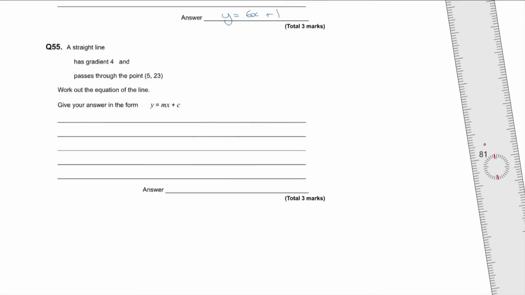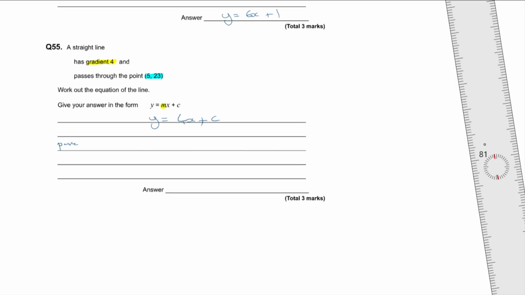Question 55. A straight line has gradient 4 and passes through the point (5, 23). Work out the equation of the line. Again, same thing, I've been given the gradient is 4, so I know that the 4 goes there. So I know it's of the form y is equal to 4x plus c. I just need to work out the value of c now, and I can do that from this coordinate that they give me, a point that it passes through.